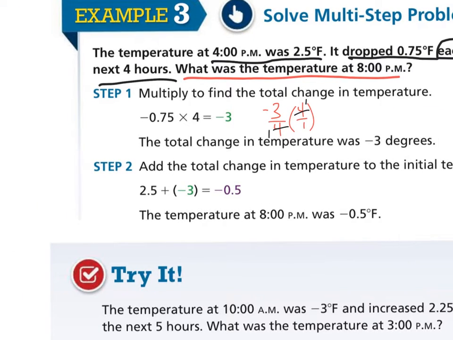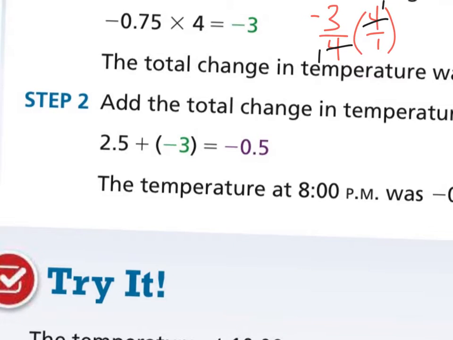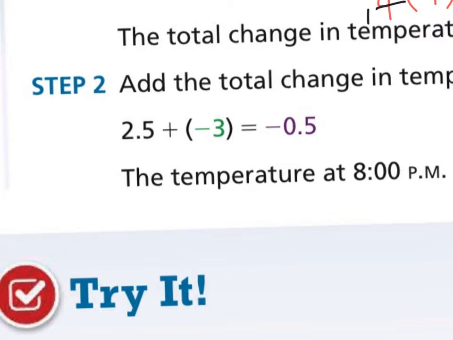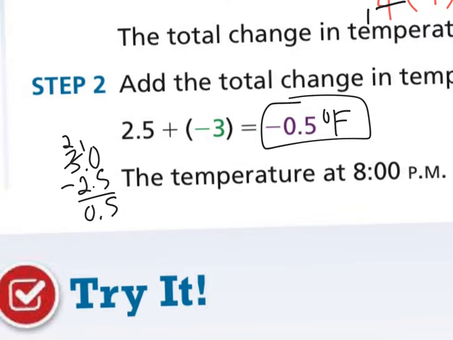It was a positive 2.5 degrees. It goes down by 3 degrees, and then we can think about these as working against each other, so we're going to need to subtract them. Okay, different signs, take the difference. And then we have more negatives, so it's actually dropped into the negatives here, -0.5 degrees Fahrenheit. Pretty cold either which way you look at it.